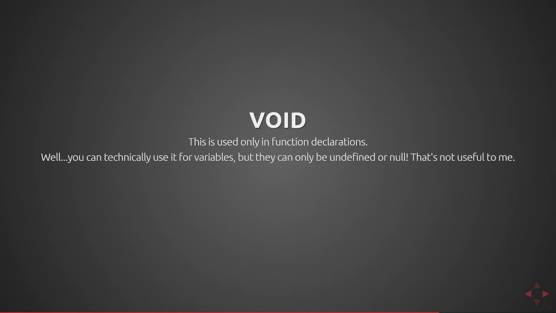Next we have type void. This is used only in function declarations. Technically, you can use it for variables, but you can only set them equal to undefined or null, so it's not very useful. That being said, here is a function that returns type void, meaning it does not return anything, it just performs a function. Void is something you should be familiar with from other object-oriented programming languages.